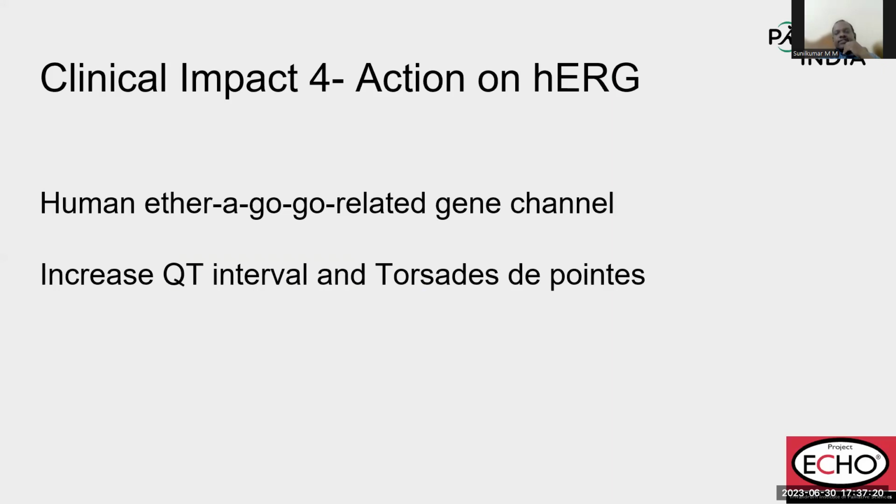And the next action is due to the action on the human ether-a-go-go related gene channel. As I told you, it can increase the QT interval, which can lead to torsades de pointes and sudden death of the patient. Our patient, the young lady with Ewing sarcoma, got good pain relief probably due to the three beneficial effects of methadone. One is that it acts on all the opioid receptors as an agonist. Then it acts as an NMDA antagonist, and it inhibits the reuptake of noradrenaline and serotonin.